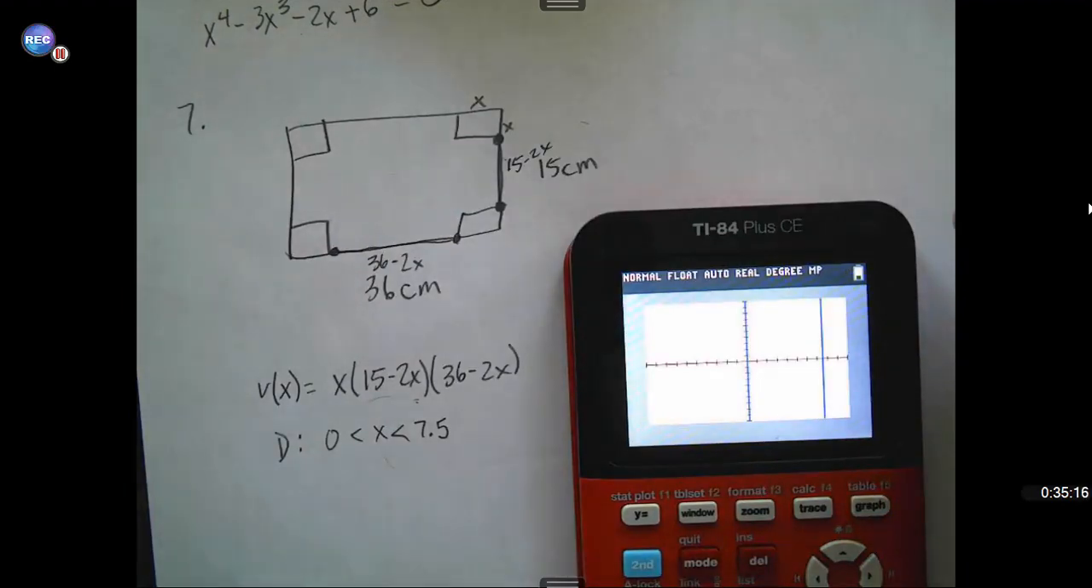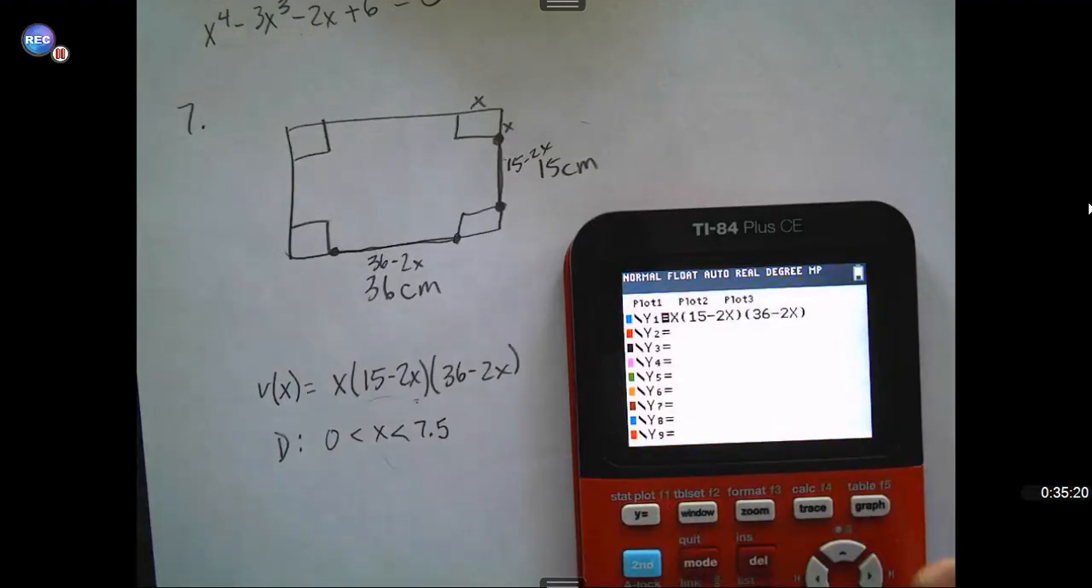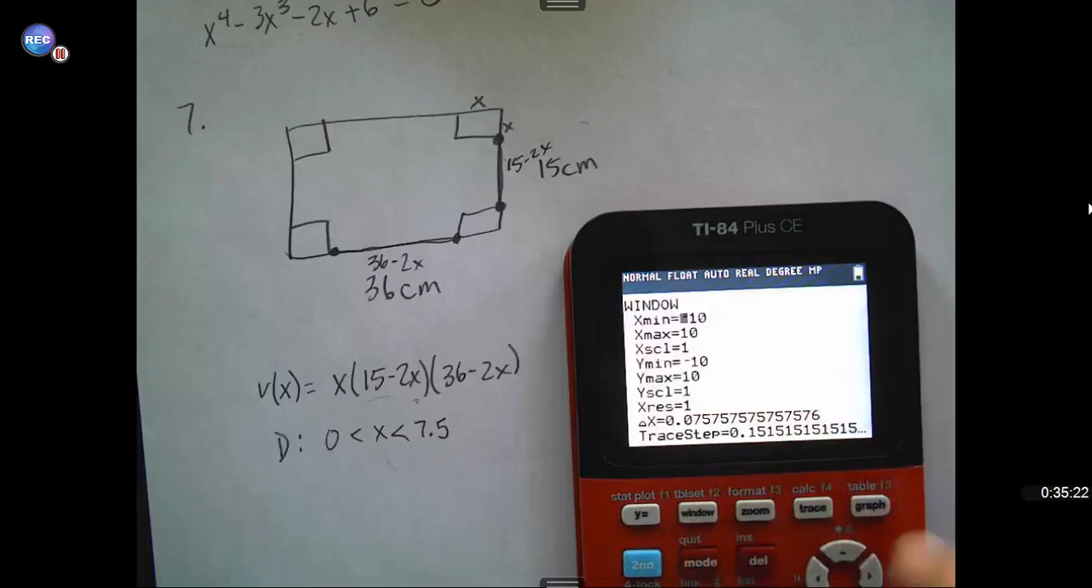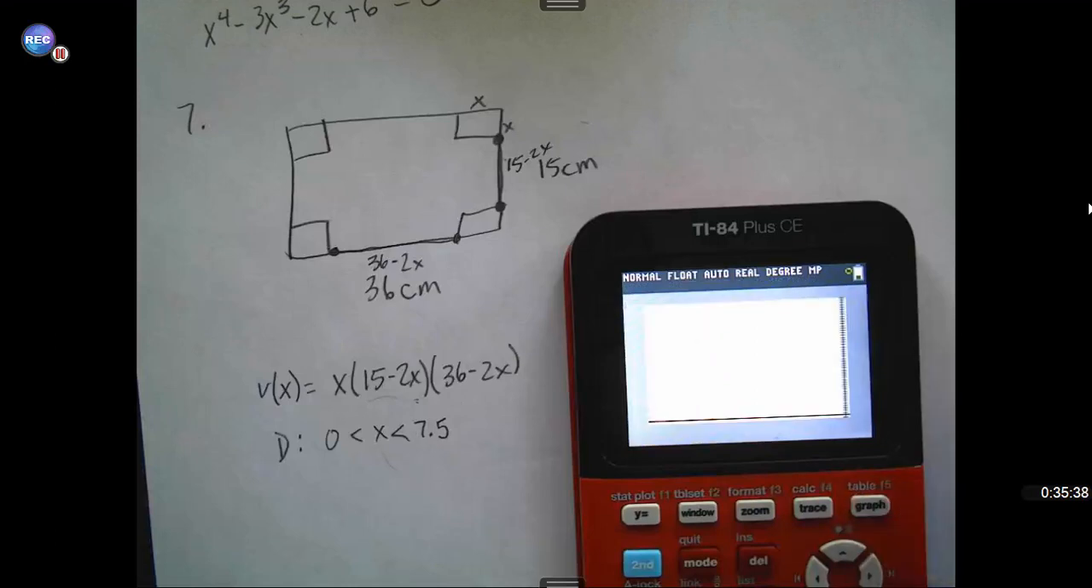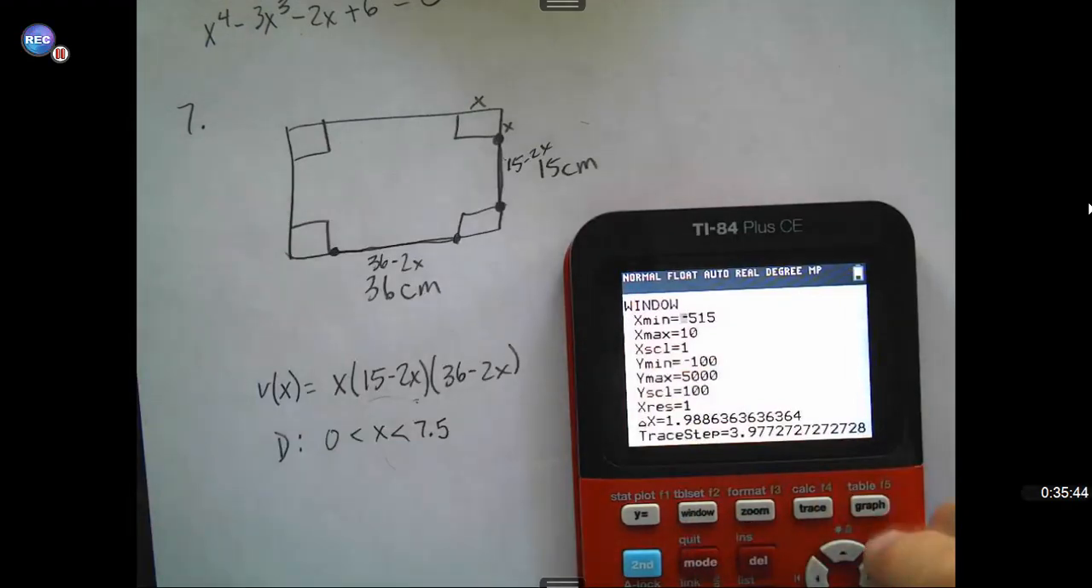And I don't know. Need to do some adjustments there. So I'm going to go -5 to 15. And then I'm going to go -100 to, I don't know, 5,000. Let's try that and have it count by 100. Oh, I screwed up there. -5 to 15. Well, that's a problem.